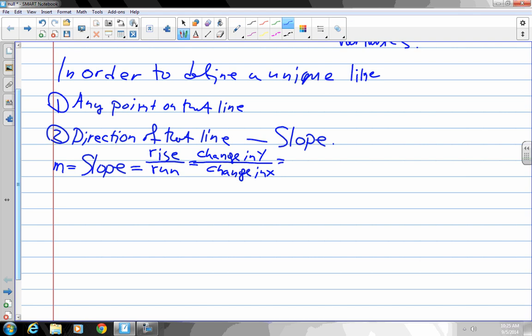Does anybody remember a fancy symbol for change we use in math? Yeah, the Greek capital delta. So it's like this: delta y over delta x. And given 2 points, you can find the slope by taking the difference in the y, so y2 minus y1 over x2 minus x1.